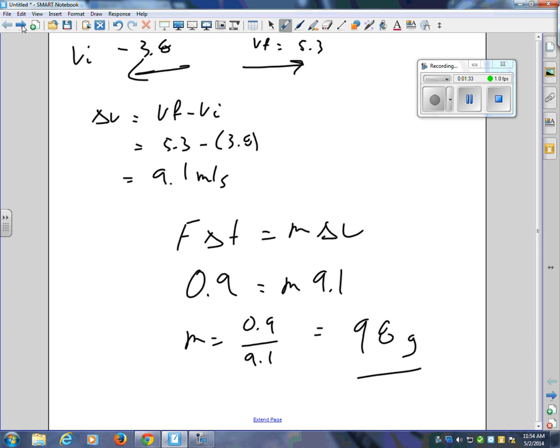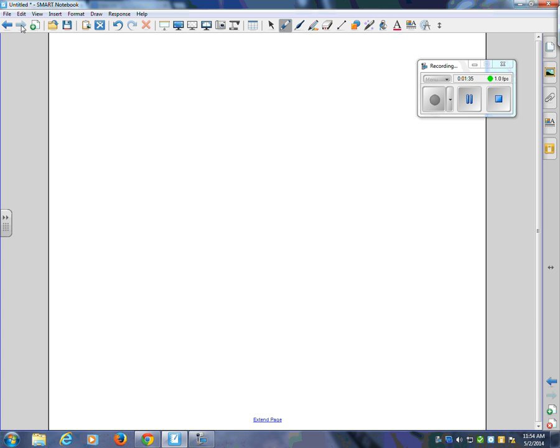Okay, let's do two. A 0.5 kilogram ball is dropped from rest at a point of 1.2 above the floor. The ball rebounds straight upward to a height of 0.7. What are the magnitude and direction of the impulse of the net force applied to the ball during the collision with the floor? Okay, so you need to figure out two things.